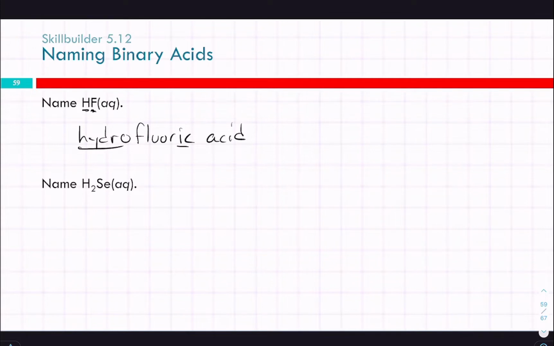So we got the prefix, suffix, and then an acid at the end. For this next one again, first element's hydrogen, so it's whether it's one hydrogen or multiple hydrogens. We have hydrogen first, and then only one other type of element, selenium. So again, it's hydroselenic acid. Good on those?